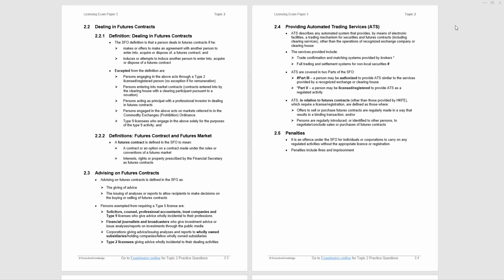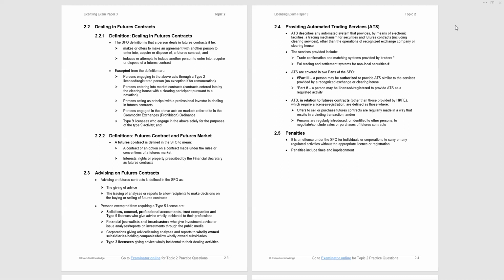Providing automated trading services is regulated activity number 7. Now, there are 2 forms of this, and towards the top of page 2.4, the services provided include trade confirmation and matching systems provided by brokers. That's in-house trading systems, in-house trading services. For that, you need a Type 7 license, and you're covered under Part 5 of the SFO.